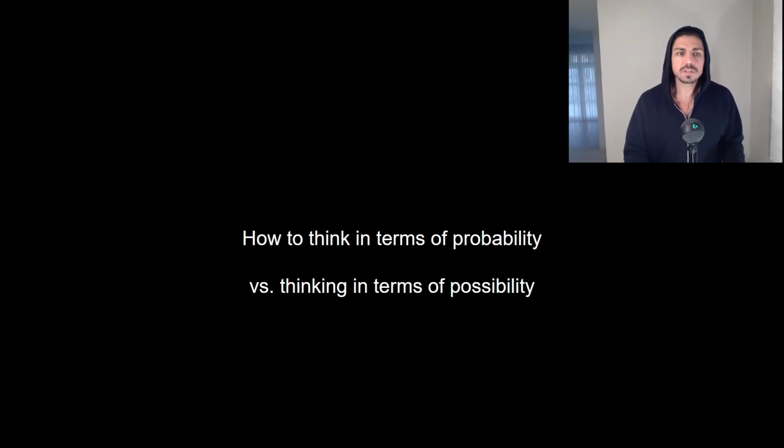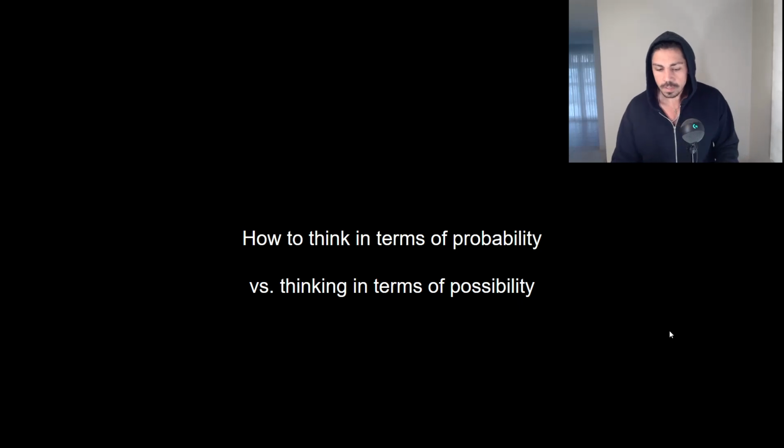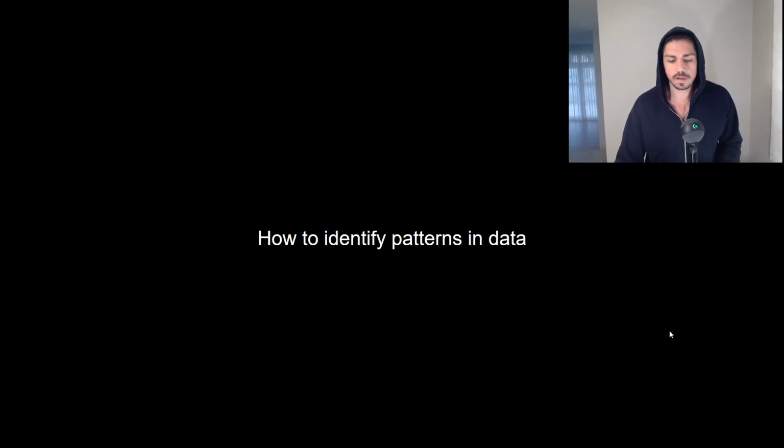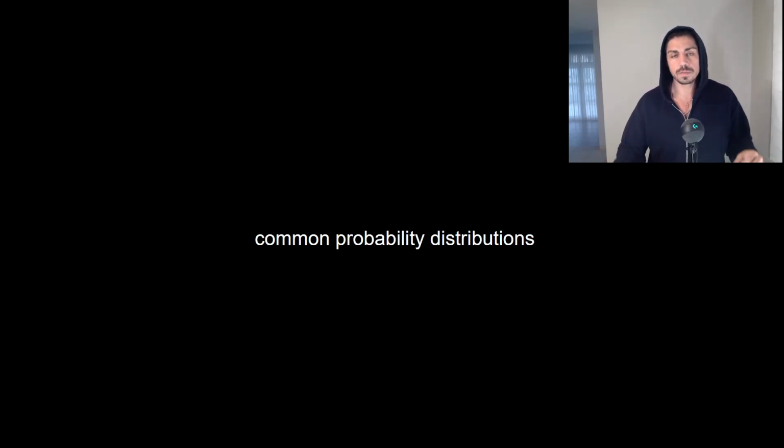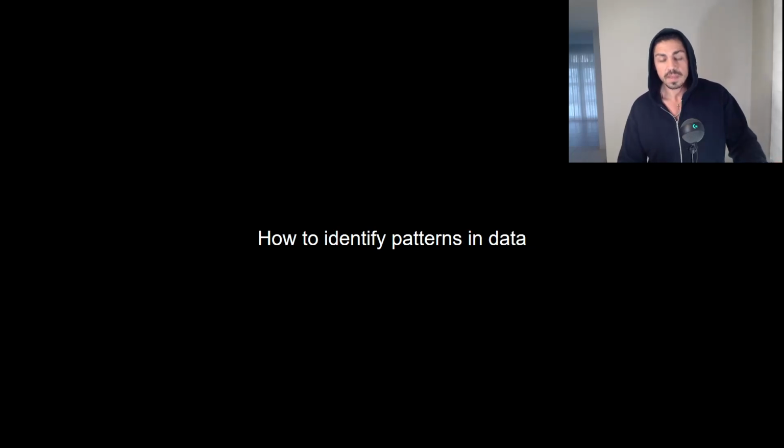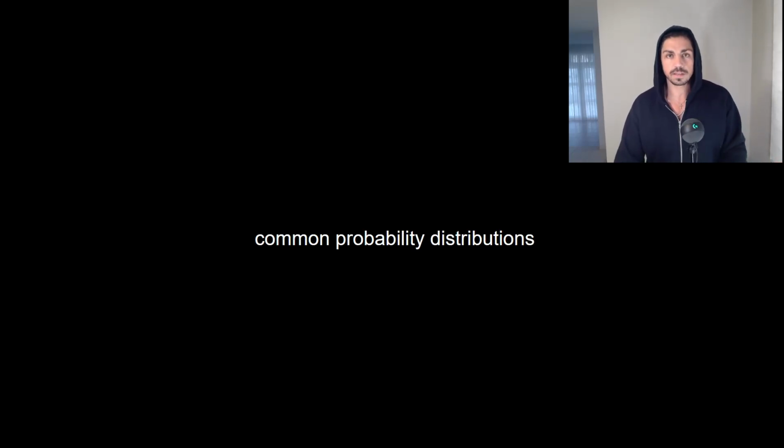Especially in the context of investing, but this applies to every area of your life: relationships, business partners, everything. But we're going to obviously prioritize thinking about this in the context of investing today. And in order to think in terms of probabilities, you need to be able to see patterns in data sets, right? So that is why in this video, we're going to be discussing common probability distributions so that you can better see through the patterns in the data sets you are engaging with.